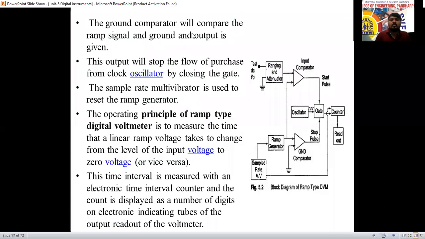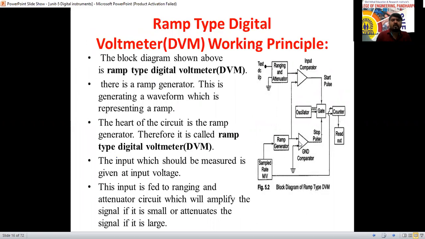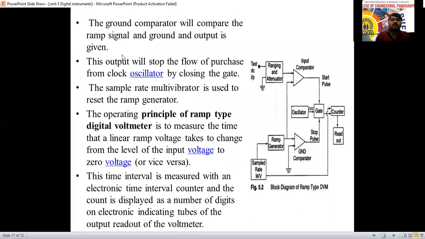Next, the ground comparator. The ground comparator will compare the ramp signal, and its output is given as the stop pulse. This is the input comparator. The input is compared with the ramp generator signal, and then the start pulse is given. In the ground comparator, the ramp generator signal is compared with ground, and when they are equal, it gives the stop pulse.